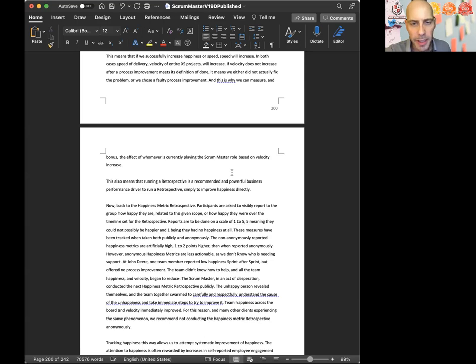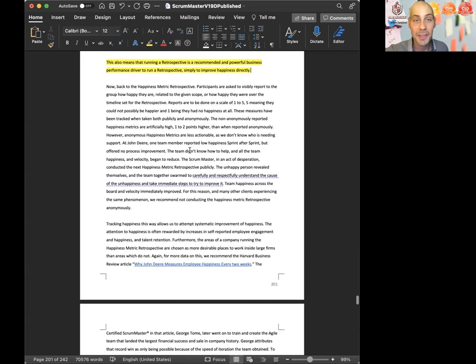This also means that running a retrospective is a recommended and powerful business performance driver, to run a retrospective simply to improve happiness directly. Okay, that's not written smoothly. What I'm saying here is retrospectives can speed up companies and increase happiness, and for business reasons.